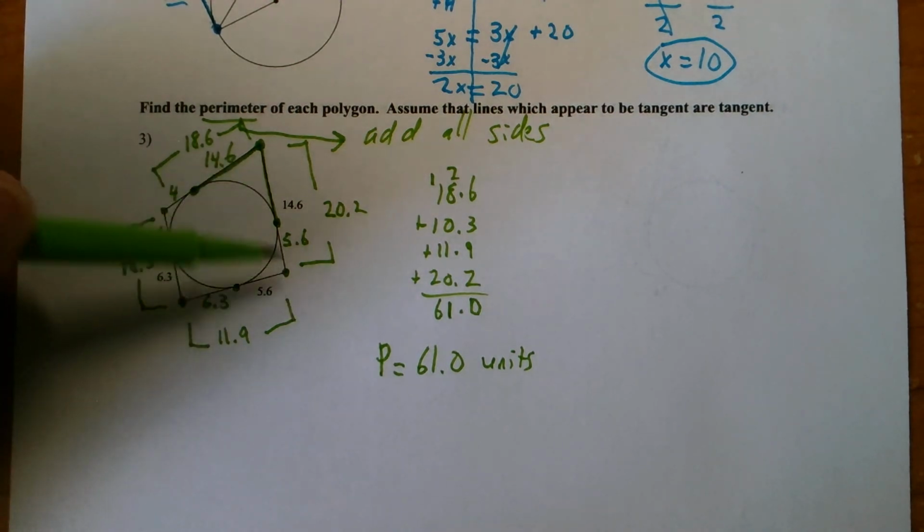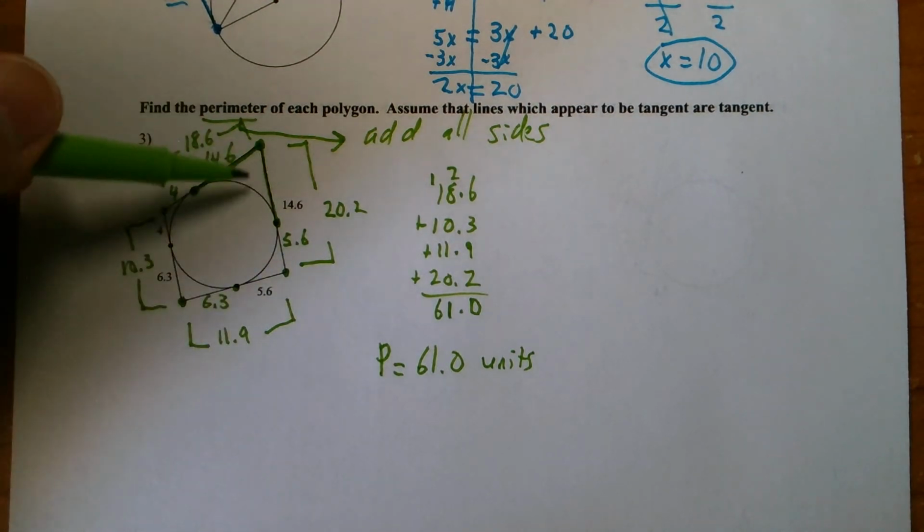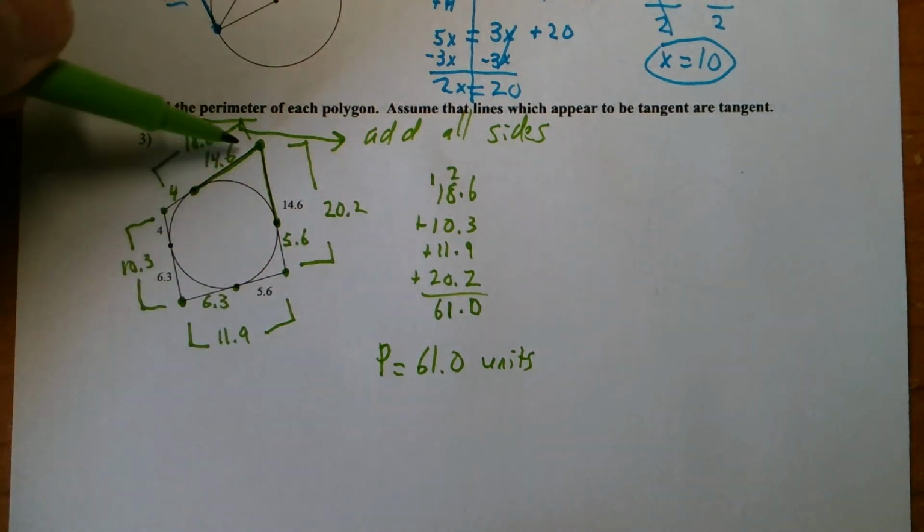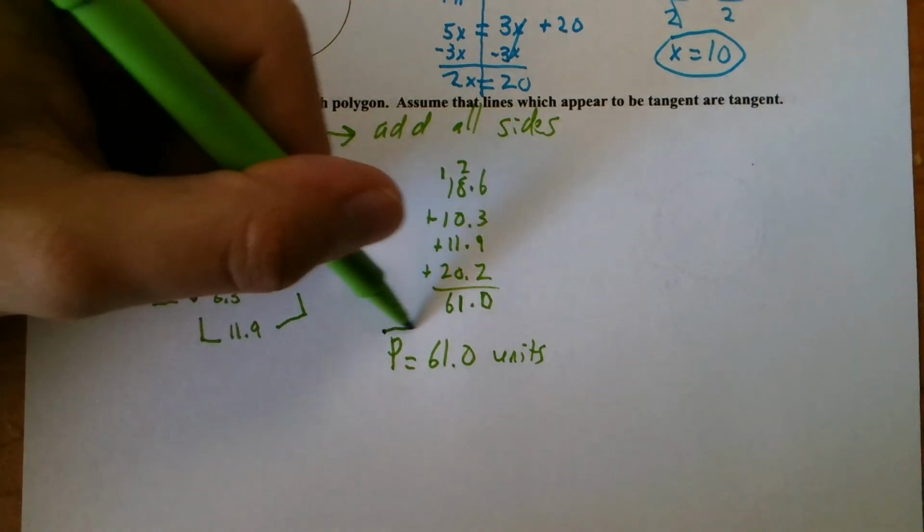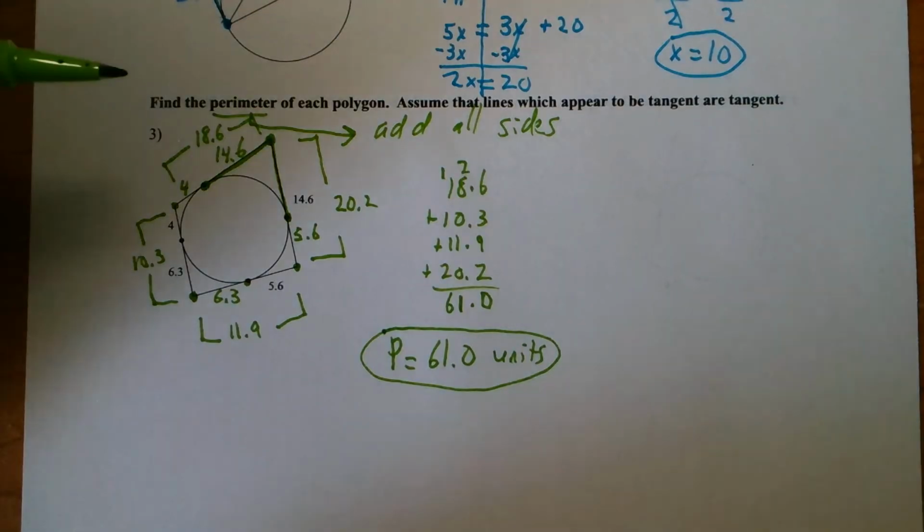Cool. So in other words, if each of these sides were measured in inches, this would be 61 inches all the way around that shape. That's my answer for perimeter.